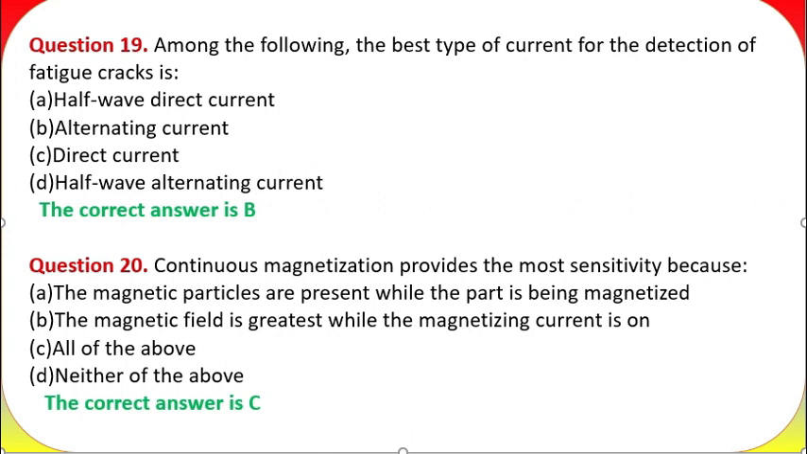Question 20. Continuous magnetization provides the most sensitivity because: A. The magnetic particles are present while the part is being magnetized. B. The magnetic field is greatest while the magnetizing current is on. C. All of the above. D. Neither of the above. The correct answer is C.